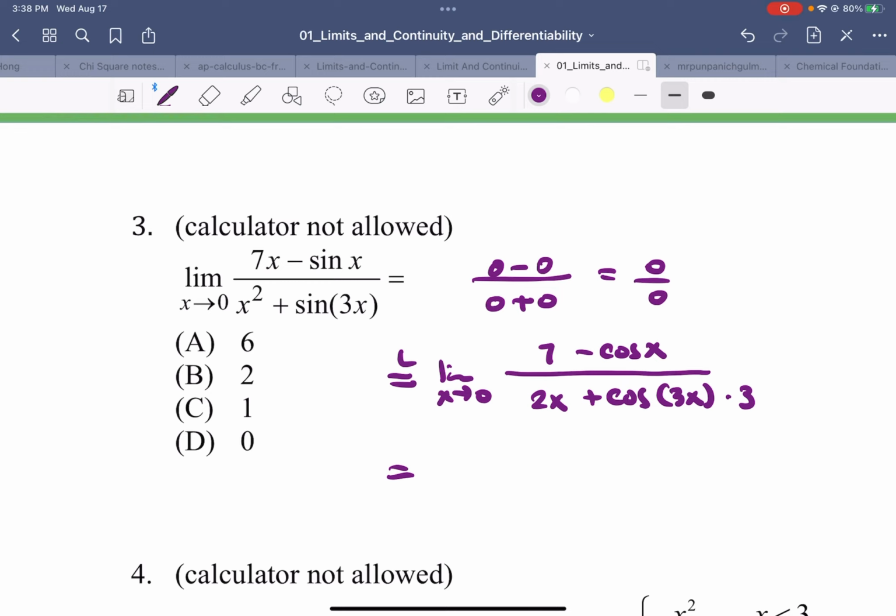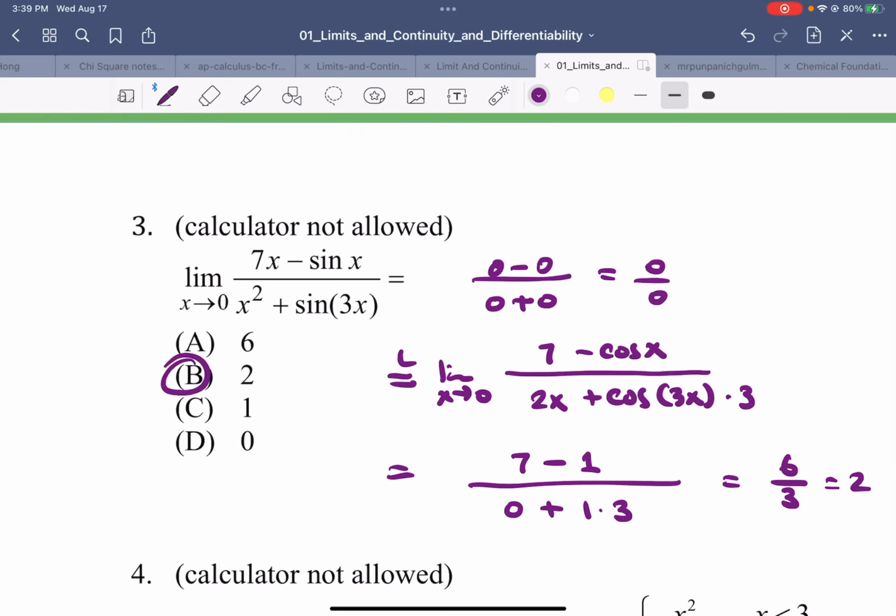Now you apply 0. 7 minus cosine 0 is 1. And then this one, 0.2 times 0 is 0, plus cosine 0 is 1, times 3. So you end up with 6 over 3, 2 is your final answer.